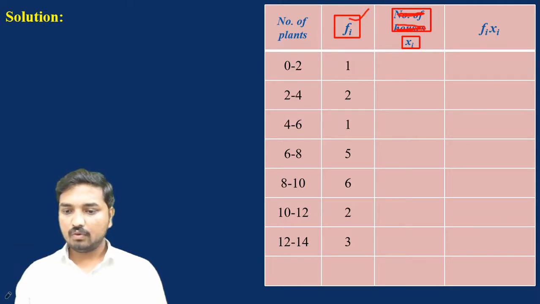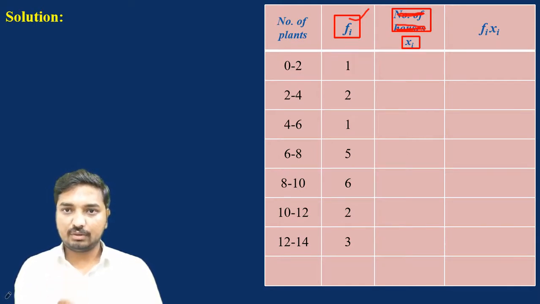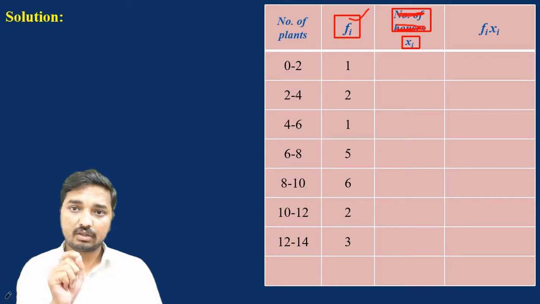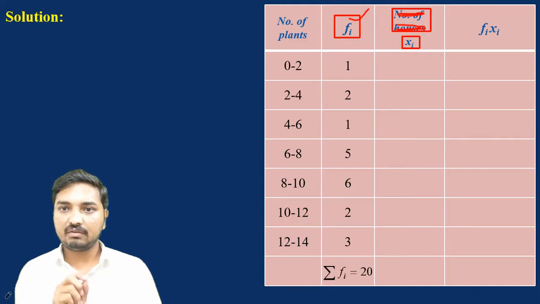Before that, the first step is taking the sum of the frequency column. It gives the total number of observations, or total number of data. How many houses are surveyed here? 20 houses. That's why there are 20 observations. If you add the frequency column, you will get 20. Summation fi is equal to 20. You can verify this.